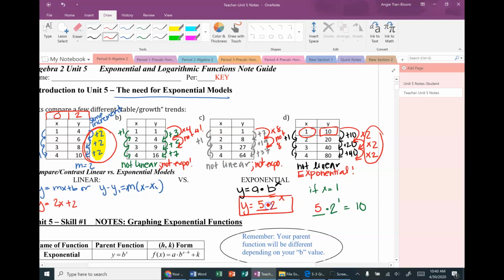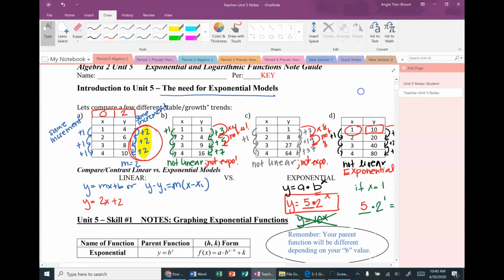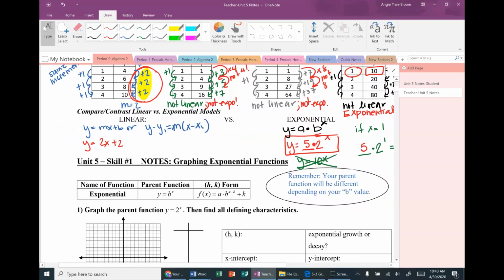No, you do not multiply 5 and 2. You leave 5 times 2 to the x as the equation. If you write it like this, y equals 10 to the x, that would be completely wrong. So do not do it that way. So that's how you decide whether it's linear or exponential or not, okay? Because not everything is linear and not everything is exponential. So let's move on to graphing.